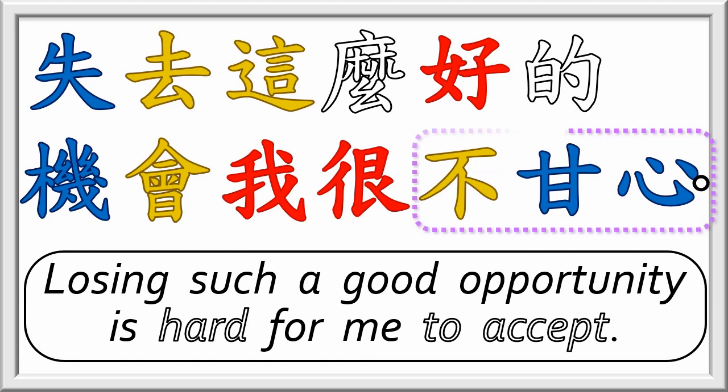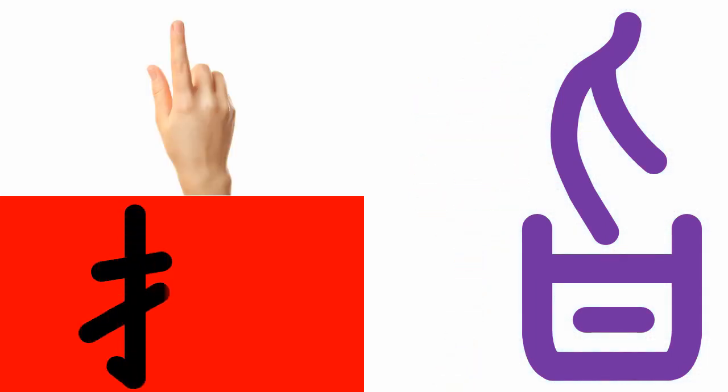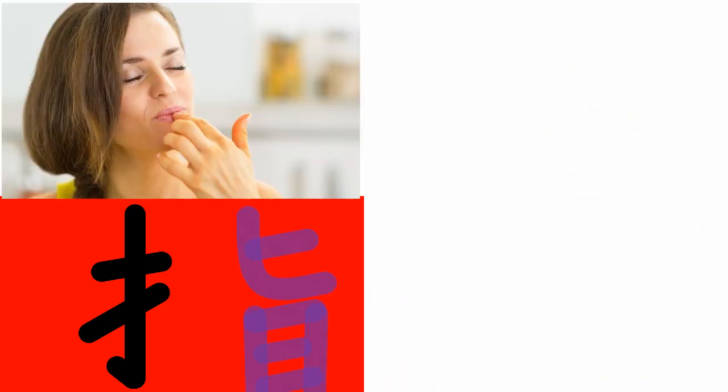失去这么好的机会，我很不甘心. Losing such a great opportunity is hard for me to accept. The fifth and final character in this lesson pairs the hand radical with our third character, 指, to mean the fingers, since many foods are eaten directly with the fingers.